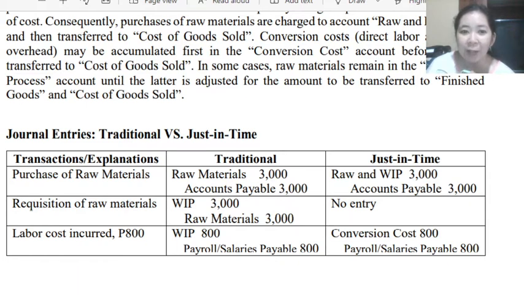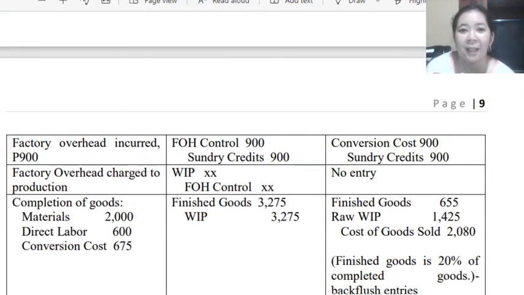Okay? Another, for labor cost incurred. For traditional accounting, our entry is to debit work in process, credit payroll or salaries payable. But in just-in-time, what we use in the debit is the conversion cost account, which is the accumulation of the labor and factory overhead costs. Next entry, factory overhead incurred.